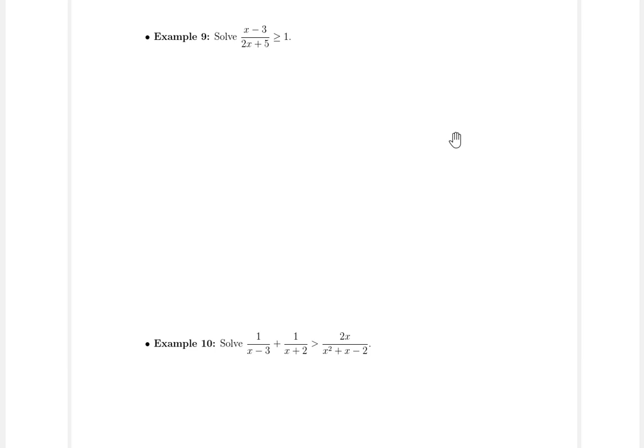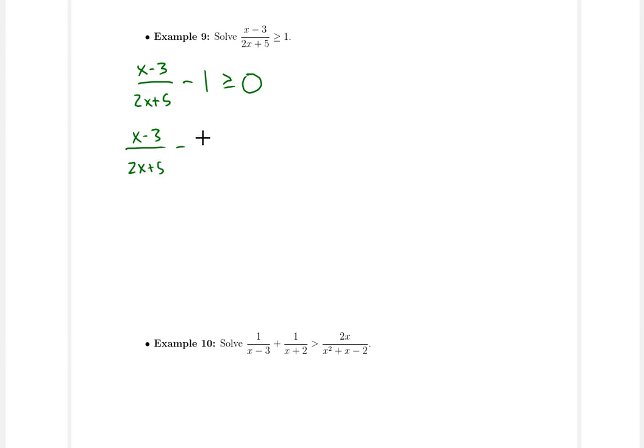So here's where we have to follow step number 1 of that process on the previous page that said, hey, first you got to get everything on one side, right? So I have to begin by saying x minus 3 over 2x plus 5 minus 1 is greater than or equal to 0. And then, also on the previous page, it said we need to combine into a single fraction. Well, to do that, I need a common denominator, right?